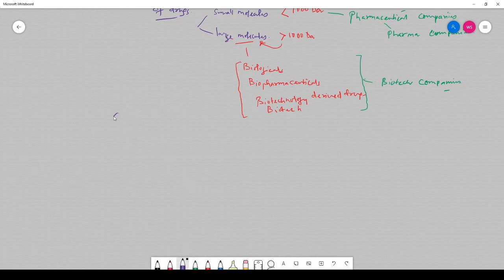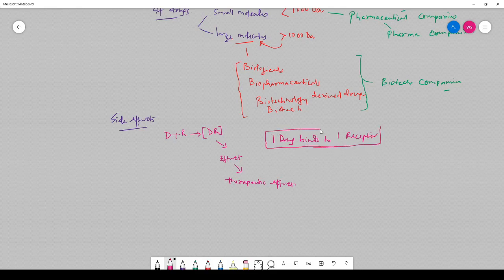All right, so now let's talk about side effects. The concept to remember is Paul Ehrlich's concept: a drug binds to a receptor, it forms a drug-receptor complex, and this drug-receptor complex brings about the effect, and that effect translates to a therapeutic effect. The underlying assumption is one drug binds to one receptor.